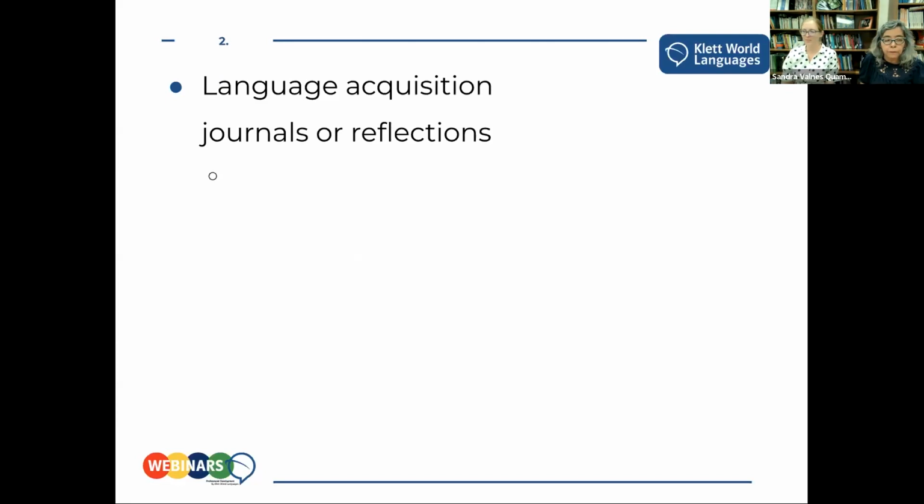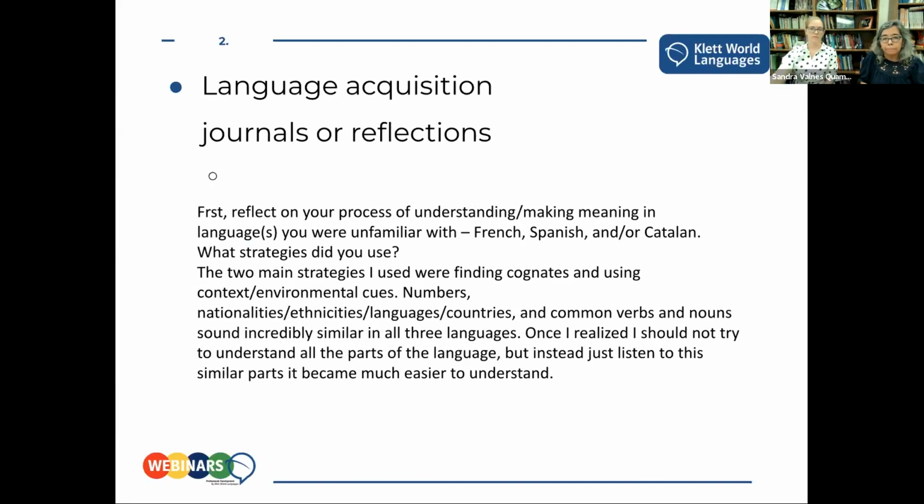Another aspect of this meta-awareness is that we ask our students to keep language acquisition journals or reflections. So we give them questions and they reflect on the process. I'm sure many of you already practice reflections with your students, but we have an example here. The question is, first, reflect on your process of understanding and making meaning in languages that you are unfamiliar with, like French, Spanish, or Catalan. This is when we had a friend presenting in Catalan in our classroom. What strategies did you use?